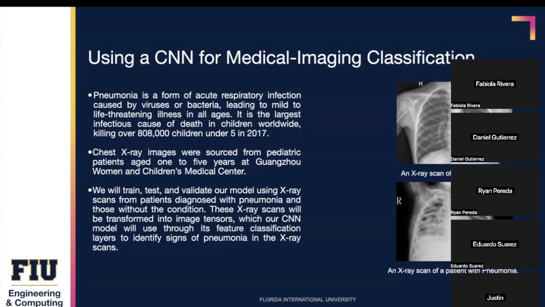As for our project, we're going to train, test, and validate our model with X-ray scans from both pneumonia patients and also healthy individuals. We'll convert these X-ray scans into image tensors, and our CNN model will use its feature classification layers to detect signs of pneumonia in the X-rays. And that's all for our project. Thank you.